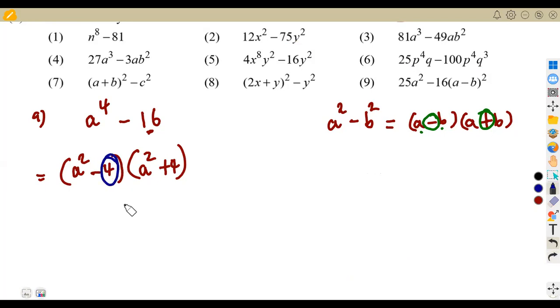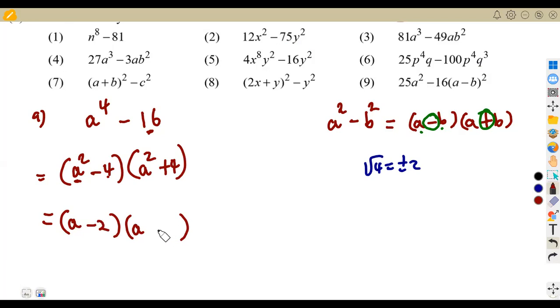So you can see that 4 is a perfect square and the square root of 4 is plus or minus 2. So we can factorize this further, meaning we are going to have 2 brackets from our difference of 2 squares. The square root of a squared is a, and we are going to have a here. The square root of 4 is plus or minus 2, so you're going to have negative 2 and plus 2. And like I said, there is no sum of 2 squares. So this part is going to remain as it is, a squared plus 4.